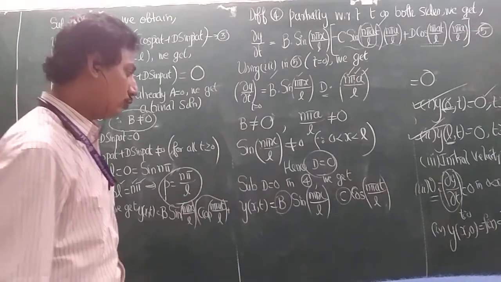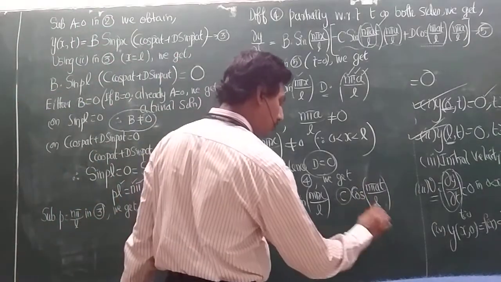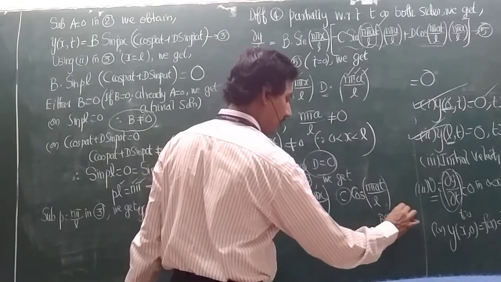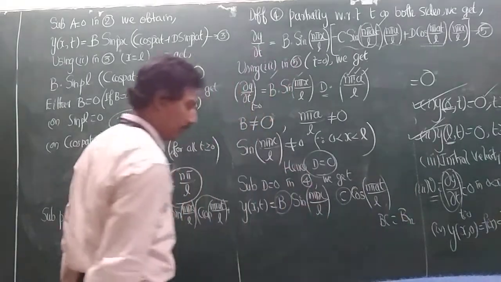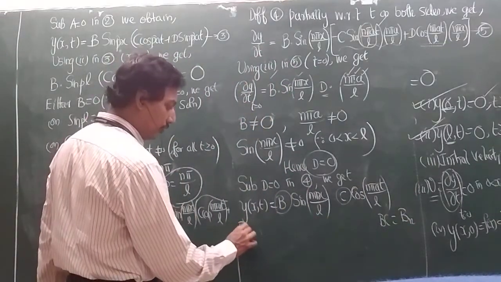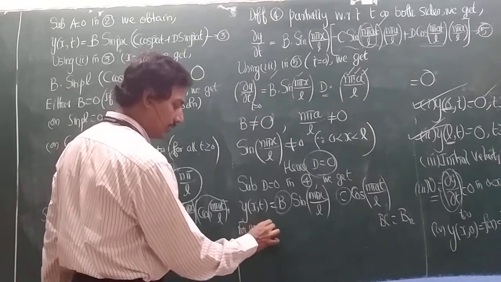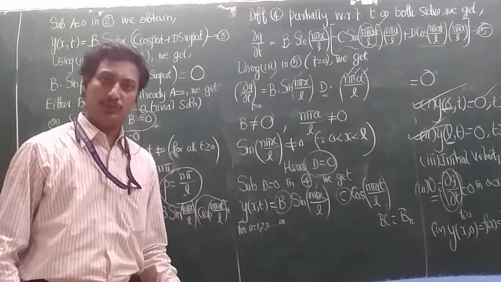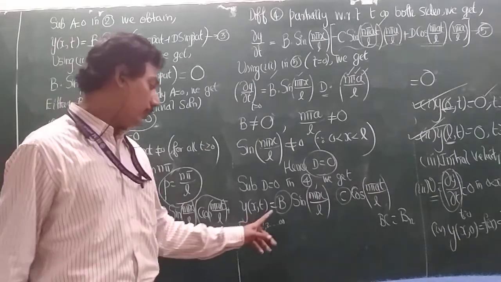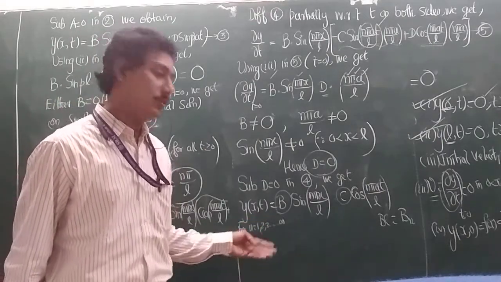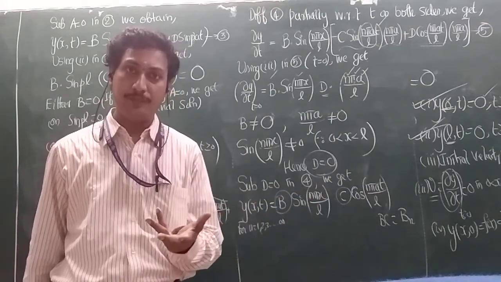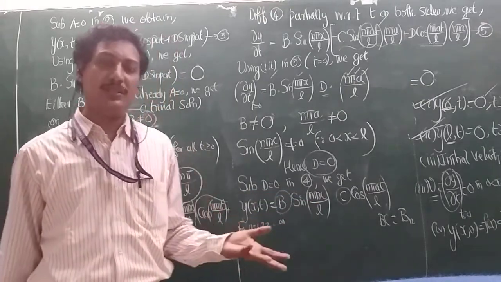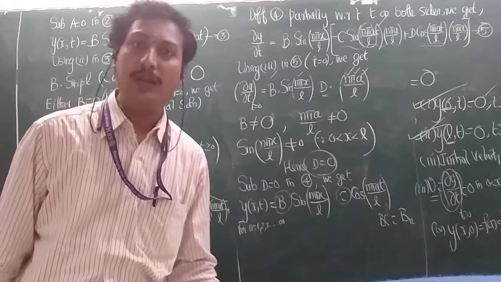So what am I going to do? I am going to combine this B into C as some Bn, for n equal to 1, 2, 3, etc. What will we get? We get an infinite number of possible solutions. Why don't I put n equal to 0? If you put n equal to 0, sine 0 becomes 0. We know that already, so putting n equal to 0 is a waste of time. So I start from n equal to 1.